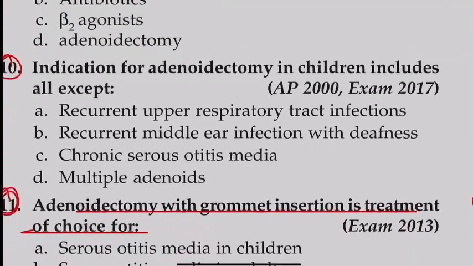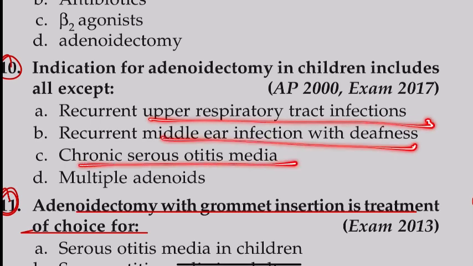Indications for adenoidectomy in children include all except. Recurrent upper respiratory tract infection, yes it is also an indication. Recurrent middle ear infection, yes. Chronic serous otitis media, that's right. Multiple adenoids, that's not right. There is no such anatomy. Adenoid tissue normally has vertical ridges on the surface which make it appear multiple. That is why the term adenoid is used, so we use adenoid.